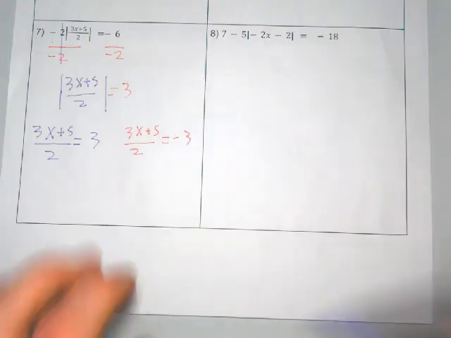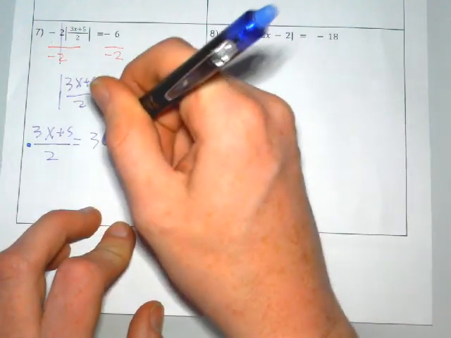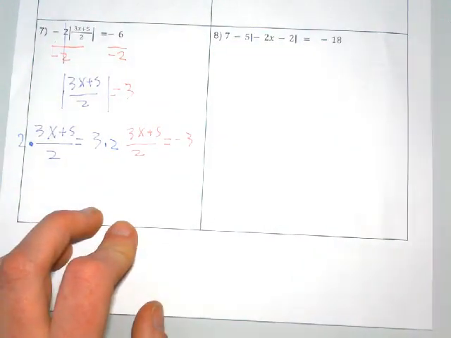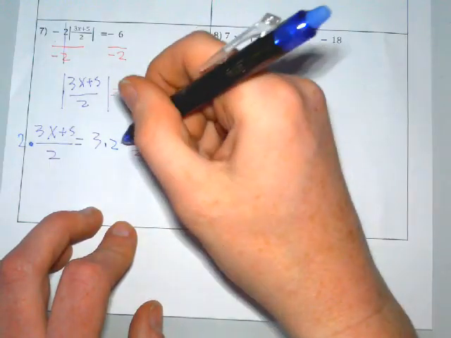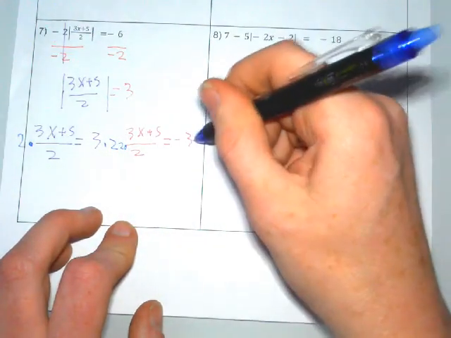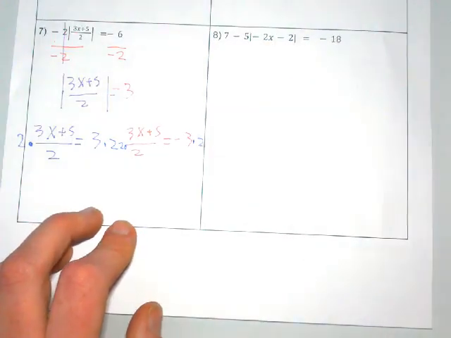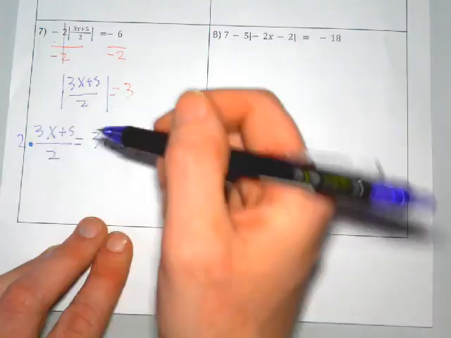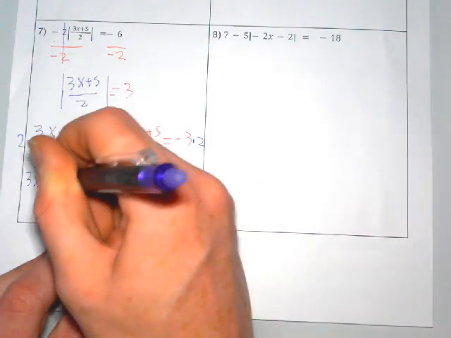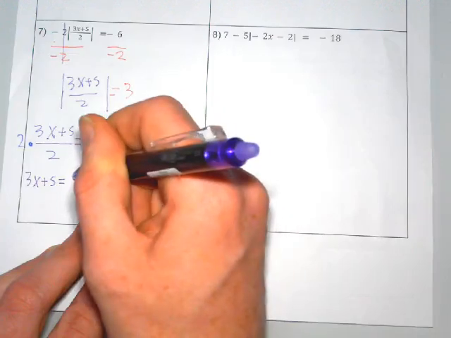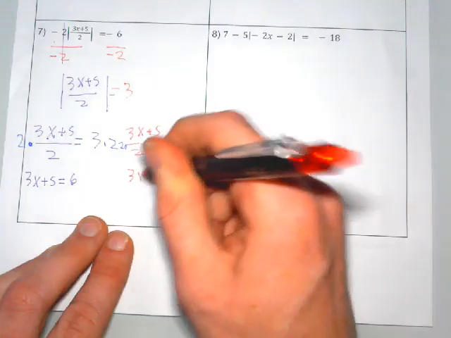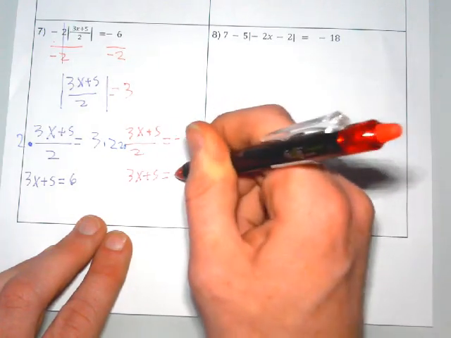So on the left side, I'm going to start by multiplying by 2. That's because the bottom of a fraction is always doing division. So to get rid of the bottom of that fraction, I have to undo it with multiplication. So multiply by 2 on both sides. I do that for both versions of the equation. So on my left equation with my positive value, that gives me 3x plus 5 equals 6. And on the right side, that's going to give me 3x plus 5 equals negative 6, because negative 3 times 2 gives you a negative 6.